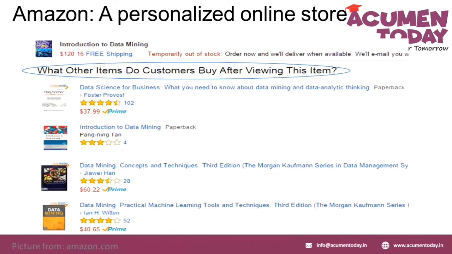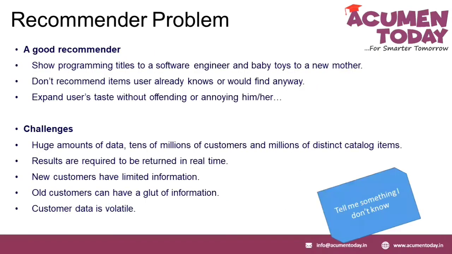Let's go together. Right now, in a personalized online store, what they say is, what other items do customers buy after viewing this item? There is this recommendation and filtering, right? So data science, data mining. Now I'm looking for something. I just want to know about data mining, right? So along with data mining, it would also recommend whether I want to buy this or not.